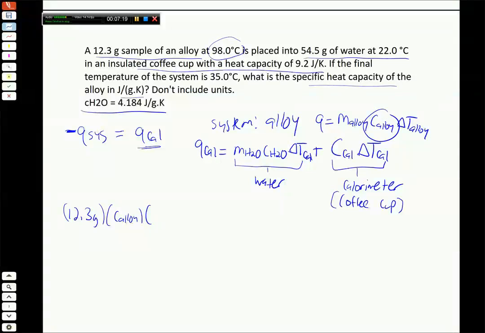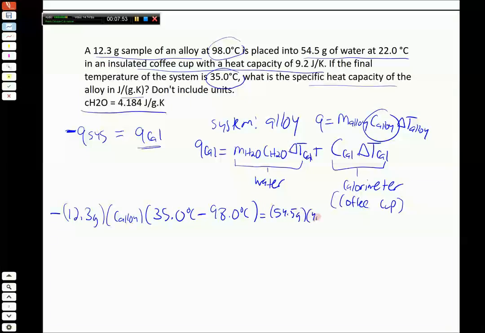times the delta T for the alloy, which is going to be its final temperature. The final temperature of both the system and the surroundings will be the same, 35 Celsius. So heat is going to stop transferring when the alloy and the calorimeter are at the same temperature of 35 Celsius. And then the initial temperature of the alloy is 98 Celsius. So that's going to be the delta T for the alloy, final minus initial. And we have to put a negative sign out in front of one of these. And then that's going to be equal to the mass of the water, which is 54.5 grams.